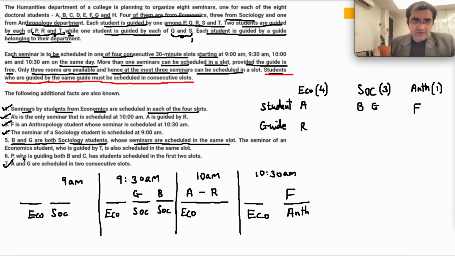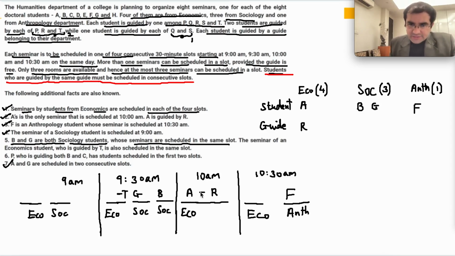The seminar of an economics student guided by T is also in the same slot. So this economics person, whoever this economics student is, is guided by T. T has two students, and two students are guided by R and by P.